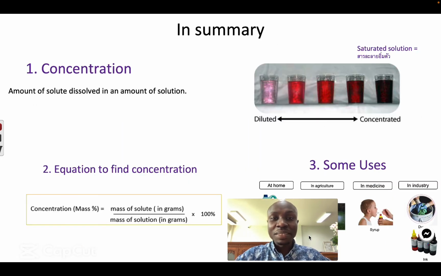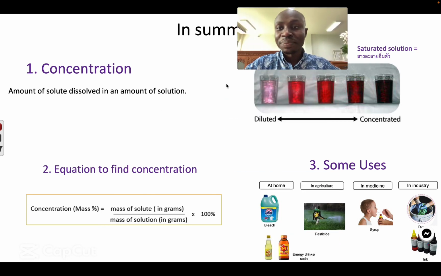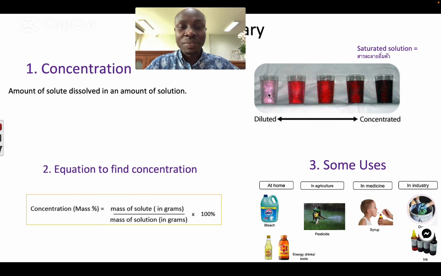So let's summarize. What have we learned so far? We've looked at, number one, the concentration of a solution. We said it is the amount of solute dissolved in an amount of solution. And we said some solutions have little solute. We call them diluted. Some can have a lot of solute, they are concentrated. And some can be saturated solutions, where the extra solute does not dissolve. We have also looked at how to find concentration using this equation. And lastly, we have looked at some uses of solutions.